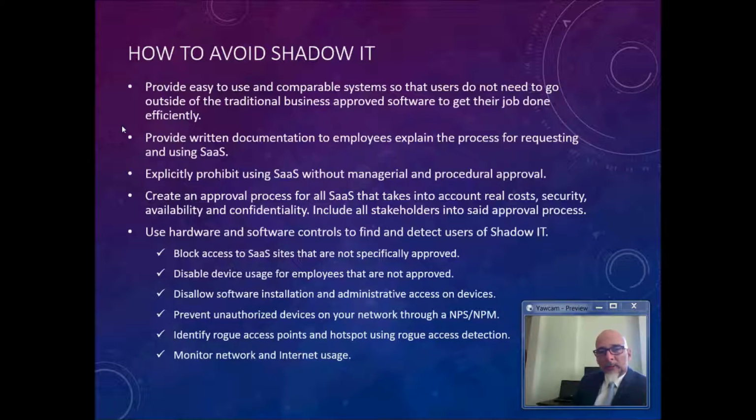You can disallow software installation and administrative access on devices so that users cannot just install software on their computers. You could prevent unauthorized devices on your network through network policy servers or some type of either MAC address filtering or some other type of hardware filtering. You can identify rogue access points and hotspots using rogue access detection, and of course you could monitor employees' network usage and see if they're using SaaS shadow IT projects.